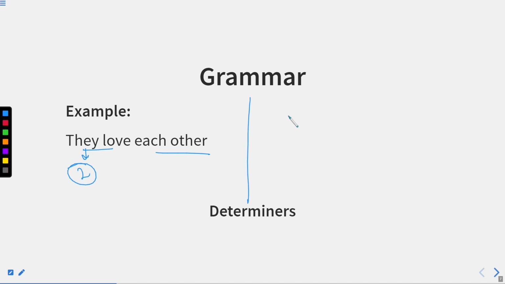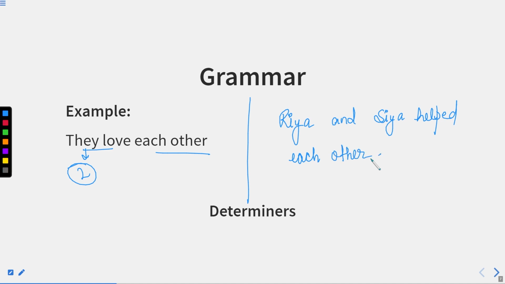Suppose I say Ria and Sia helped. Obviously, because these are two persons, I can say Ria and Sia helped each other. Now it is each other. Ria and Sia helped each other.